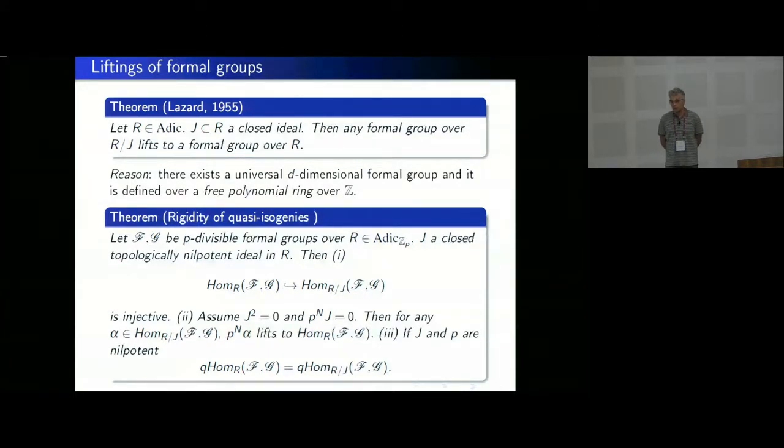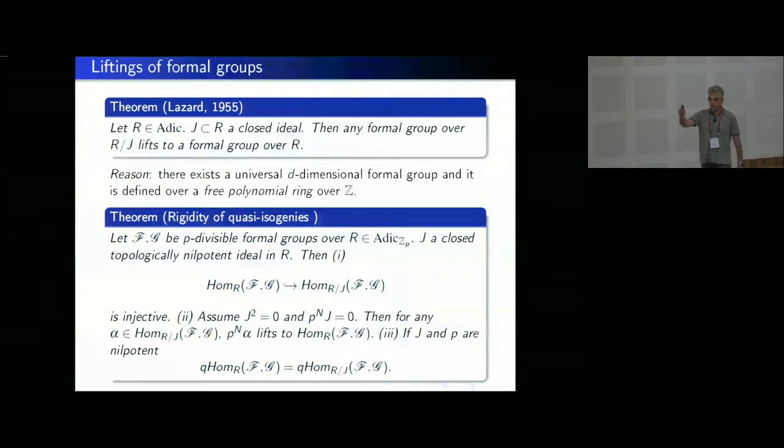This means that if you have lifting, the lifting is unique in this situation. Now, do we have lifting? On the nose, definitely we should not expect it, but if both J is nilpotent and p is nilpotent, then you can lift it up to a quasi-isogeny. And precisely, if J squared is 0, of course, you can always iterate this and get any power of J being 0. But if J squared is 0 and p to the n is 0, then for any alpha, p to the n times alpha lifts to a homomorphism. This is not a difficult result.